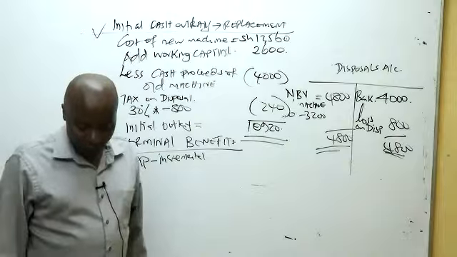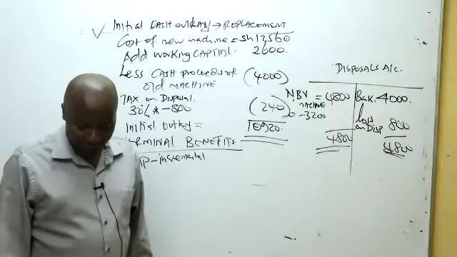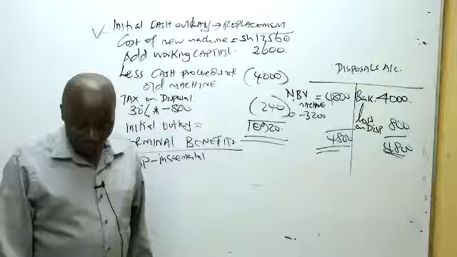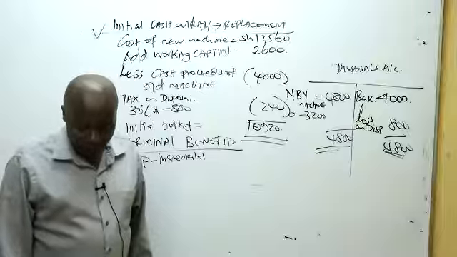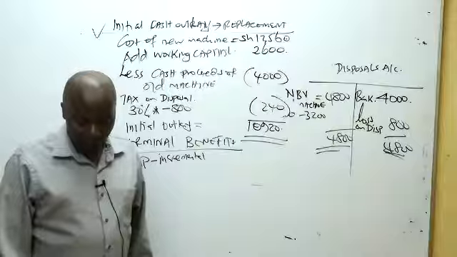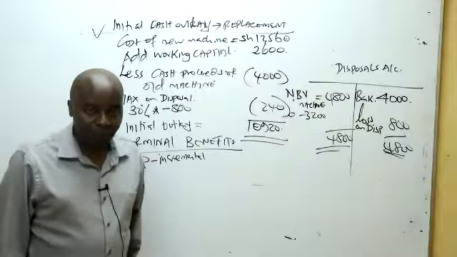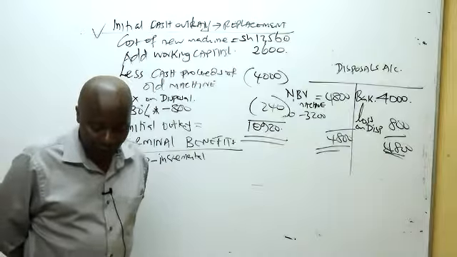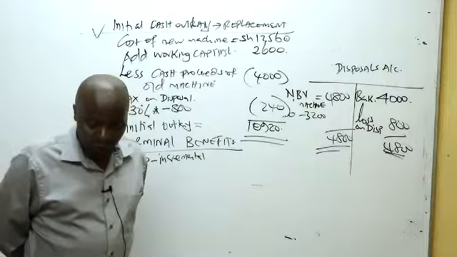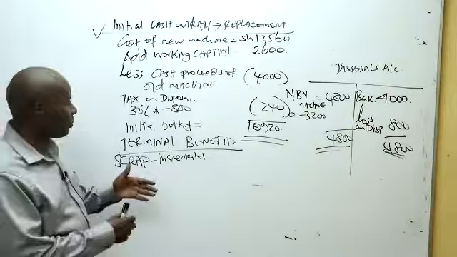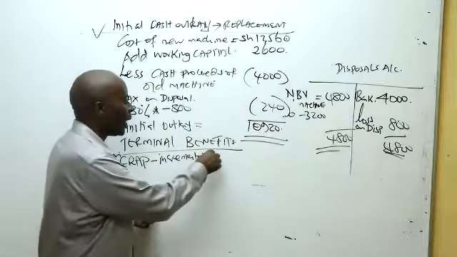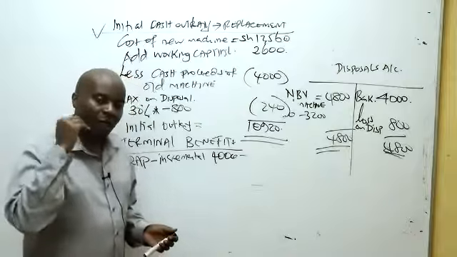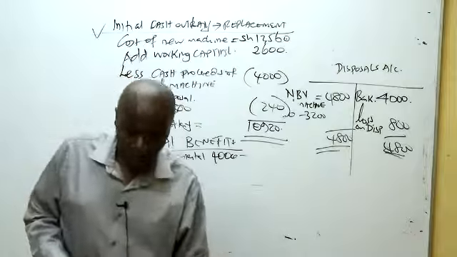The new machine. Remember they told us there, ladies and gentlemen, that the new machine is expected to cost how much? 12.56 million with a salvage value of 4 million at the end of its useful life of 5 years. So the salvage value of this new machine is 4,000 minus the salvage value of the old machine.